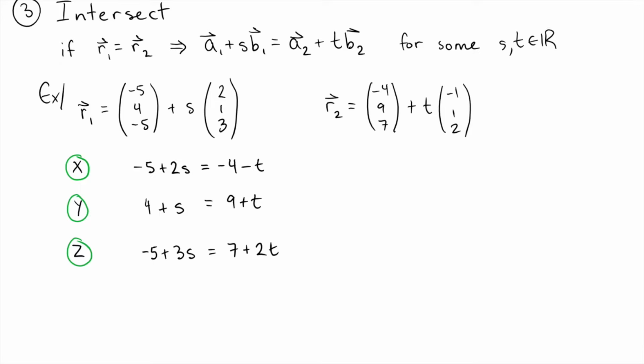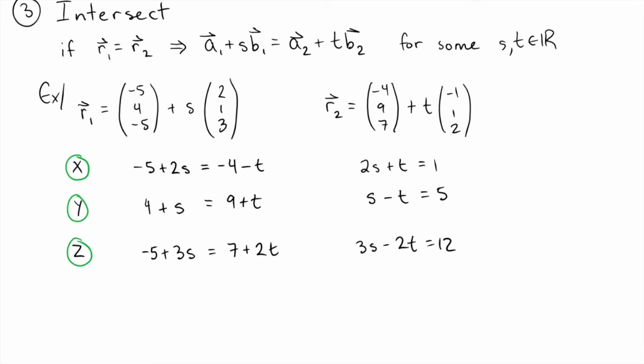Right now these aren't in the form that I'm going to be working with them in. I'm going to want to simplify these a little bit. I'm going to do that by moving all the variables to one side of the equation and all of the constant terms to the other side. For my x components, this becomes 2s plus t equals 1. For my y components, the equation becomes s minus t equals 5. And for my z components, the equation becomes 3s minus 2t equals 12.